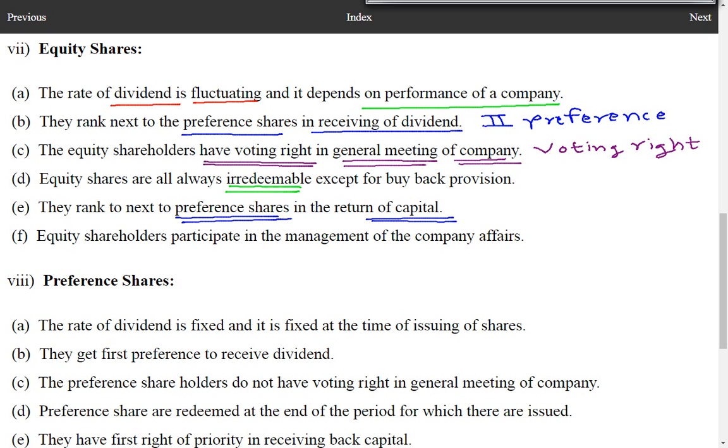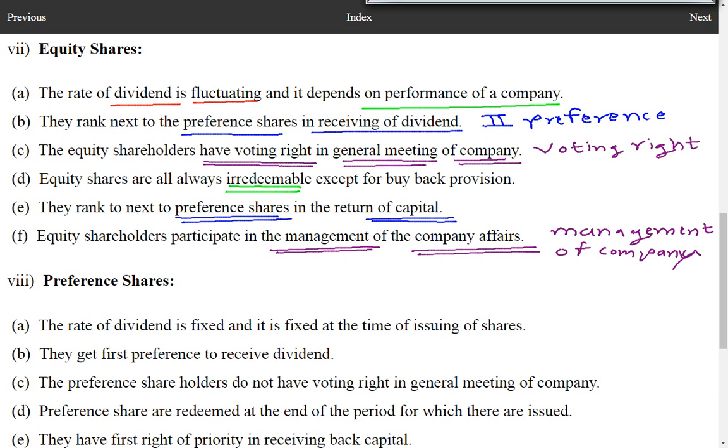Finally, equity shareholders can participate in the management of the company affairs. So they can participate in management affairs of the company. So they can interact and actively participate in making policy decisions. Now let us study preference shares.